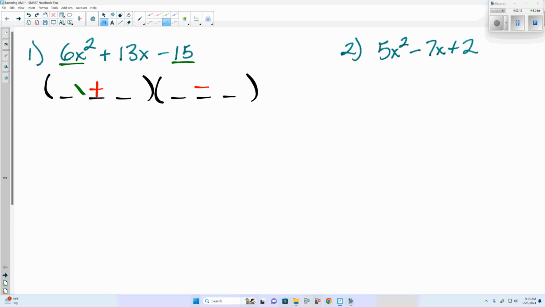Third step is to find the factors of the first and third term. Well, 6x squared, x squared will have x and x. Now 6, we have 1 and 6 and 2 and 3. 1 and 6. 15. 1 and 15. 2 doesn't work. 3 and 5.